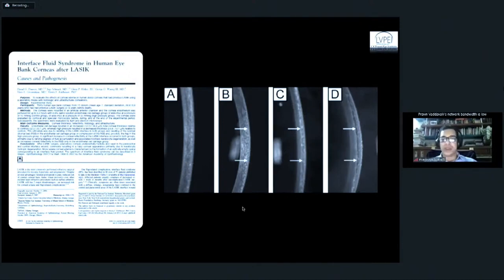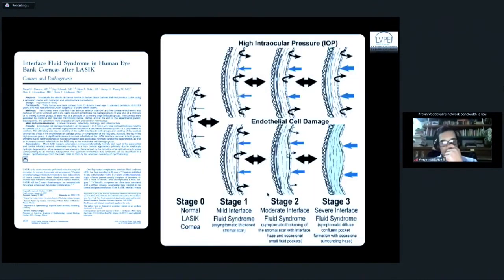And they've also been staged into different stages. Stage 1 is only a mild interface fluid syndrome. Stage 2 is moderate, where you start to see a symptomatic thickening of the stromal area with the interface haze and small fluid pockets as well. And then you have a symptomatic diffuse confluent pocket with sort of surrounding haze as well.